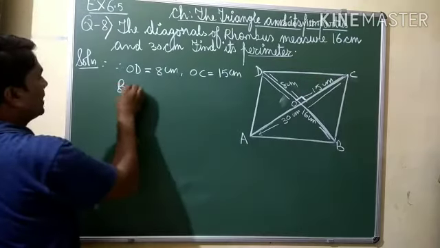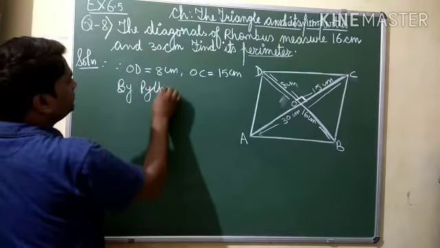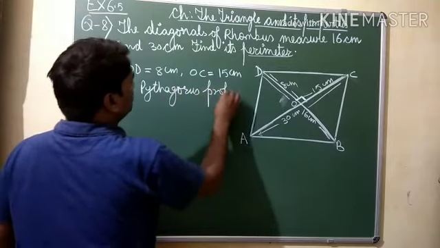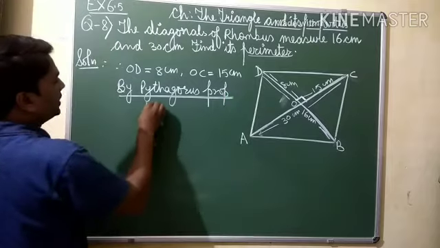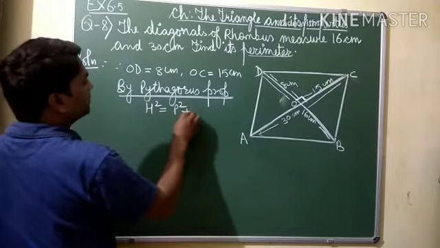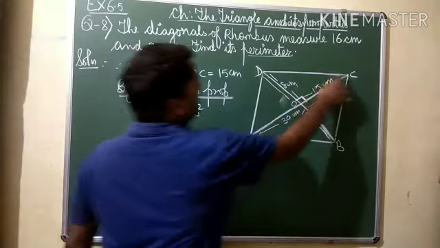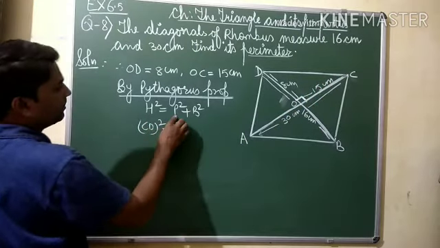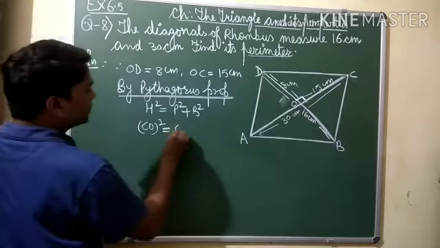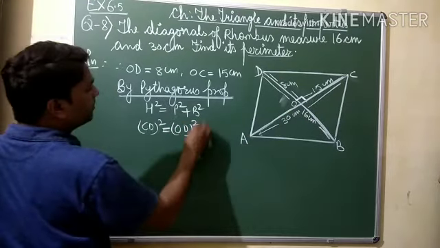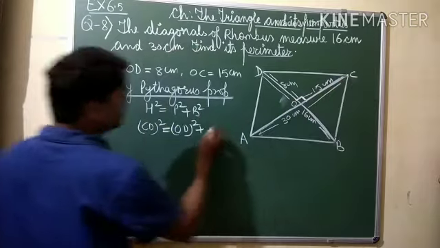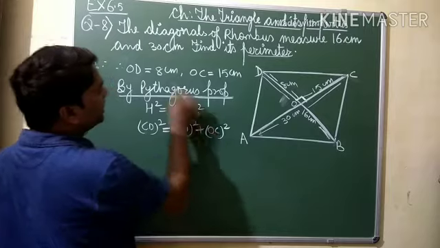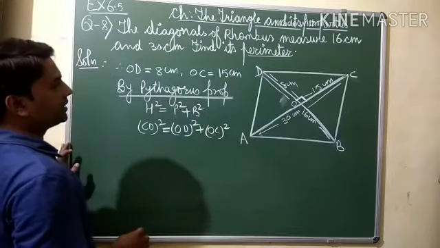Therefore, by Pythagoras property, h square is equal to p square plus b square, where h is CD. So, h square becomes CD square and p equal to OD. So it becomes OD square and b is equal to OC. So it becomes OC square. And the length of OD and OC are 8 centimeter and 15 centimeter respectively.